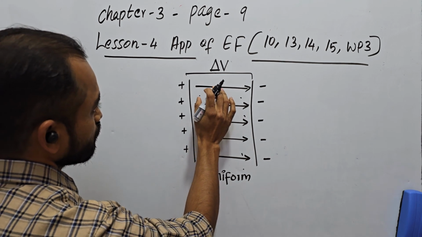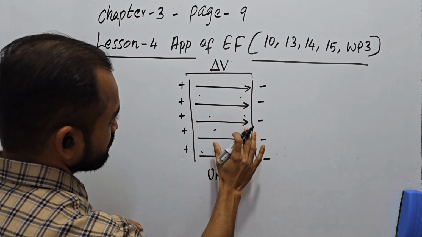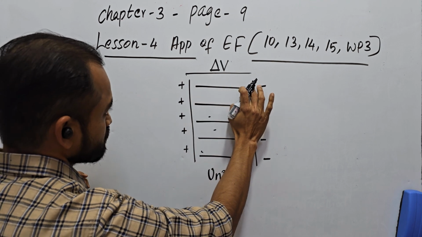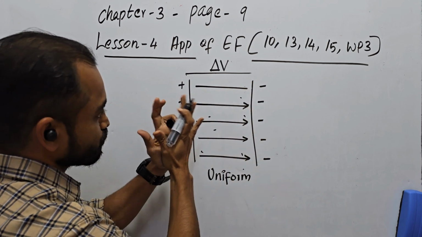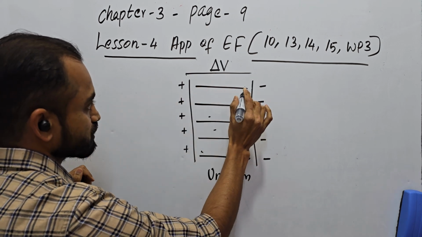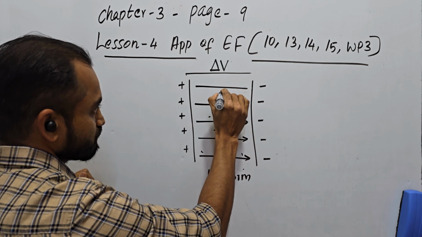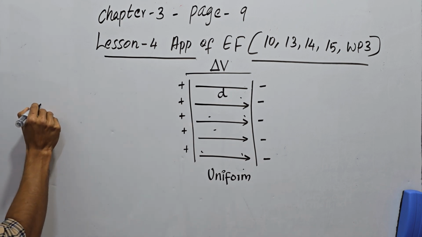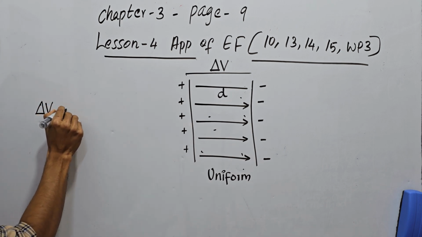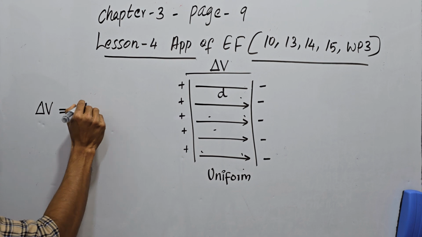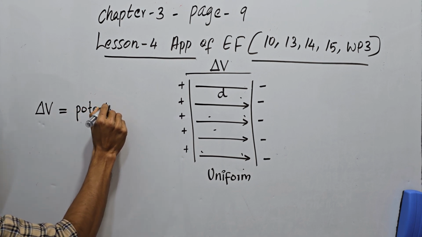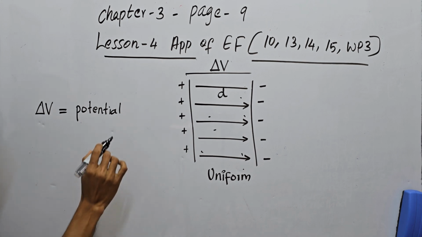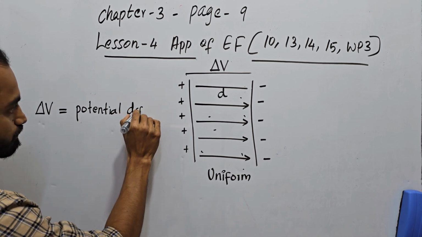Then what about the distance? There will be a distance between the plates, right? The plates are not together, so there is a gap, a separation between the plates. The separation between the plates we will represent by D. So what is delta V? Very good. Potential difference. Delta V is potential difference.